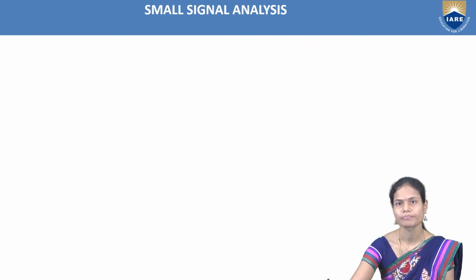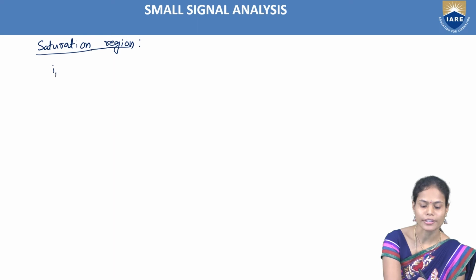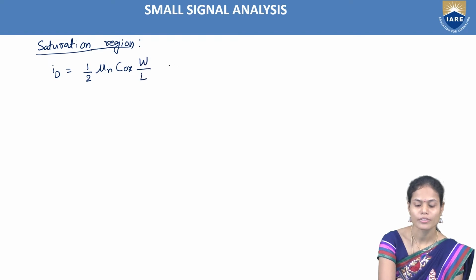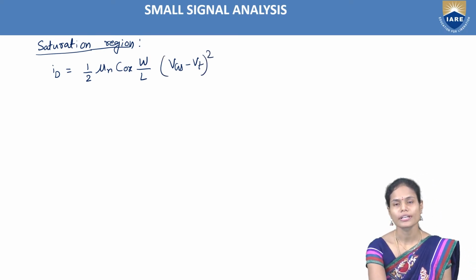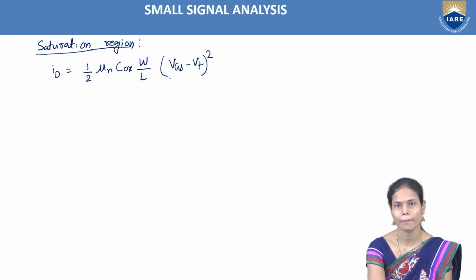So in the saturation region, what is the current we will get? We have already derived the saturation region drain current of the MOSFET, that is ID equal to 1 by 2 mu n COX W by L into VGS minus VT whole square. So this is the drain current in the saturation region. Here mu n is the mobility of the charge carriers in the channel, COX is the capacitance of the silicon dioxide layer, W is the width of the channel, L is the length of the channel, VGS is the gate to source voltage we are applying, and VT is the threshold or cutoff voltage of the MOSFET.